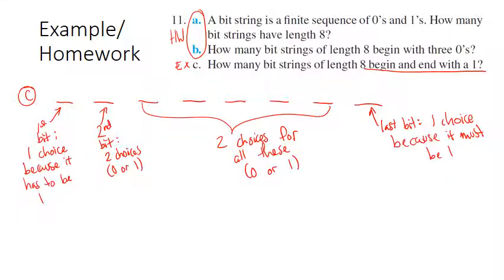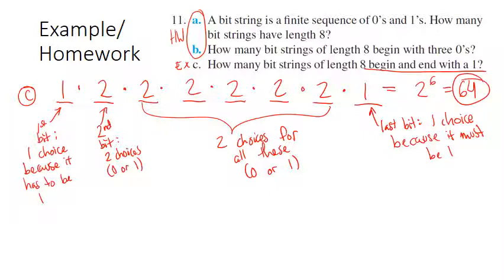So now what I'm going to do is fill in the number of choices that I had for each of these. So 1 choice here, 2 choices here, 2, 2, 2, 2, 2, and then 1 choice. And then I'm going to multiply these all together. And that's going to be my answer. Okay, so this is going to be 2 to the 6, which I believe is 64. And that's how you do it. So go ahead and pause the video and do part A and part B, and check your answers in the back of the book.